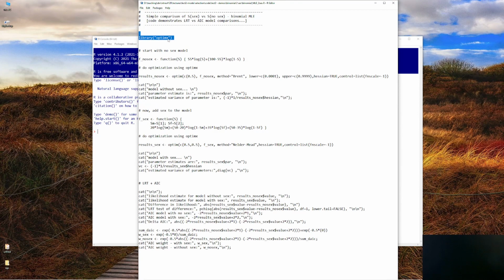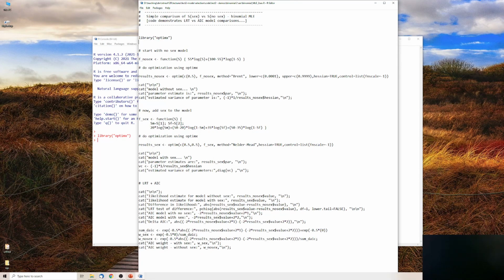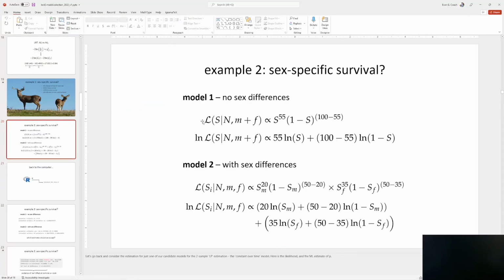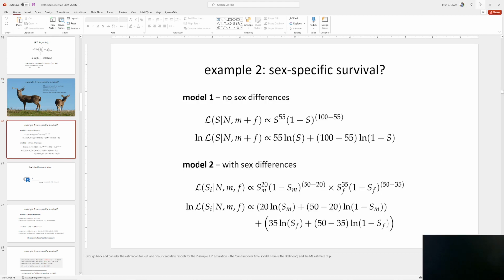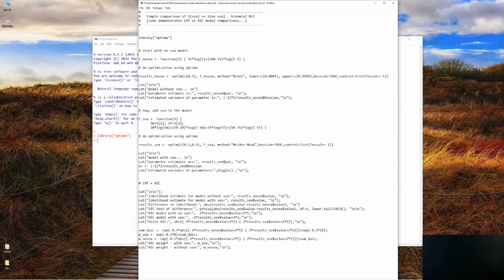So I'm going to go ahead and run this to load the OptimX package. And I'm going to start by building the no sex model. So if we go back to our PowerPoint, here's the no sex model. It's a standard binomial likelihood problem. We're basically putting all the sexes together. So 55 out of 100. Again, so 55 lived, 45 died, and it's a simple version of the coin flip problem that we started with. So there's my function for the no sex model, and I simply call it F for function no sex.